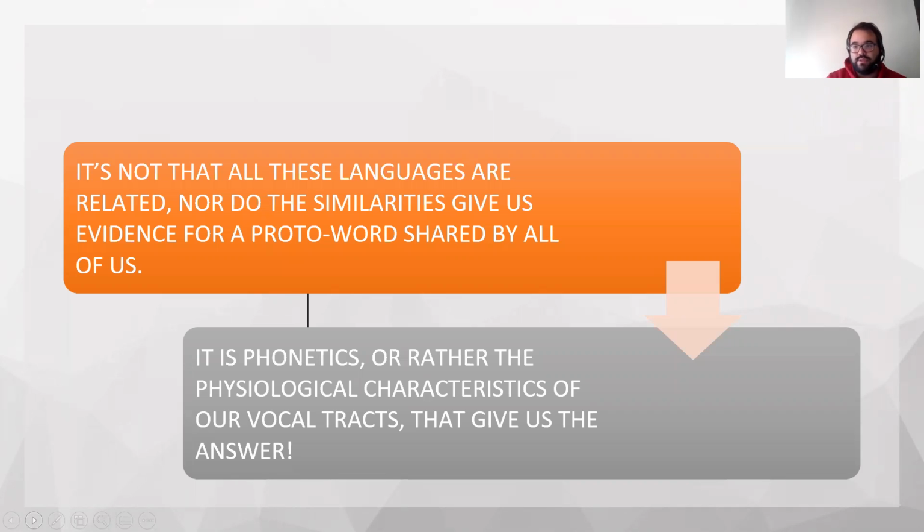That's not what it is. And also the similarities between these words don't really give us any evidence that there was some proto-world or proto-word that every human ever used for mom and dad. That's not what's happening here. Phonetics is giving us the answer. Articulatory phonetics is giving us the answer. The characteristics of our vocal tracts as babies is what makes these words the common words, the words for mom and dad. Because these syllables, ma, pa, na, ta, all these syllables are some of the first syllables that babies ever produce because of the characteristics of their vocal tracts.